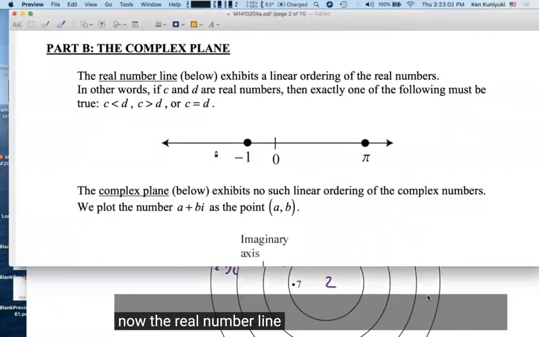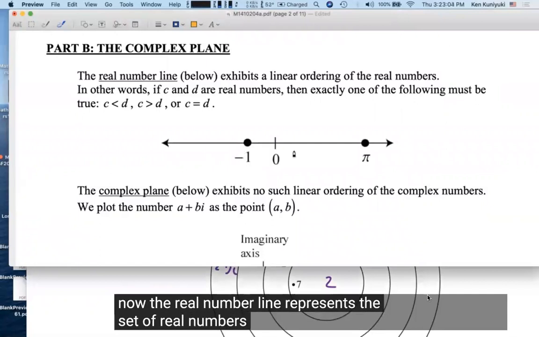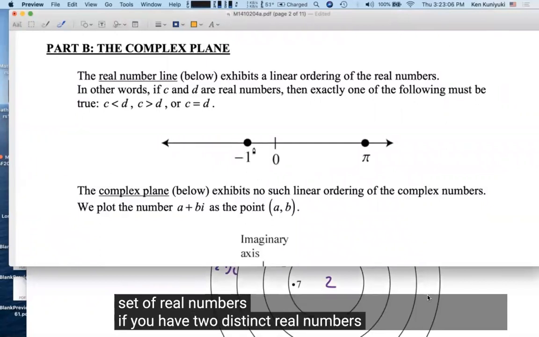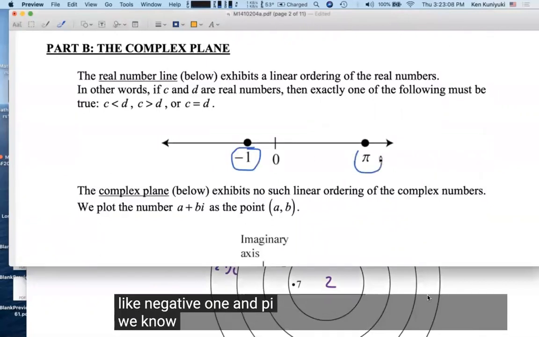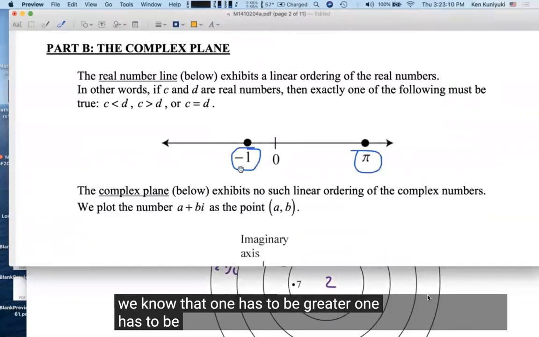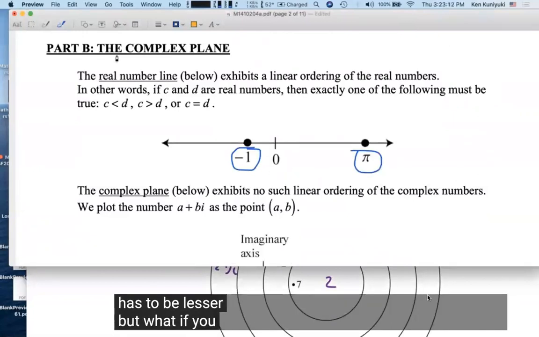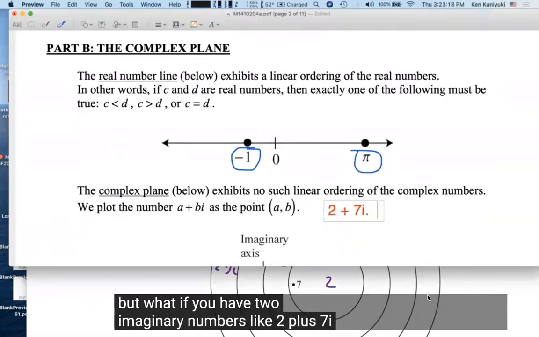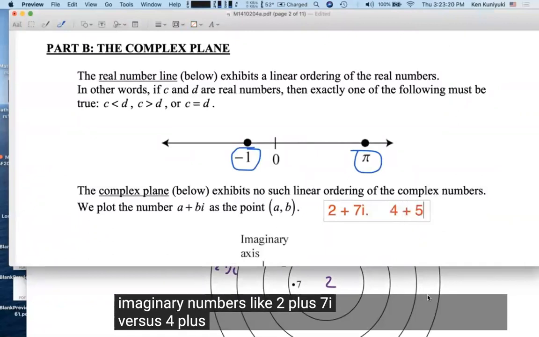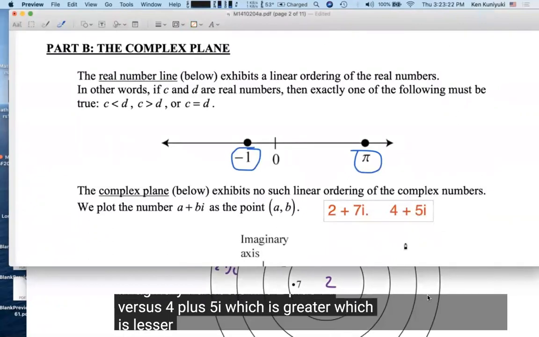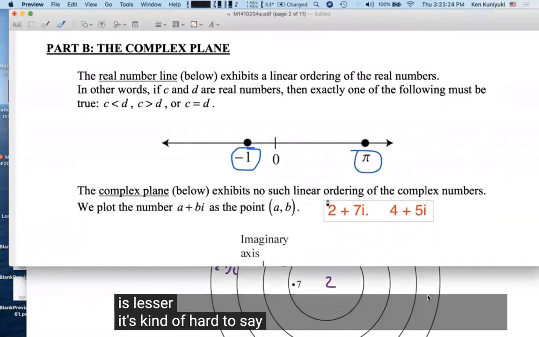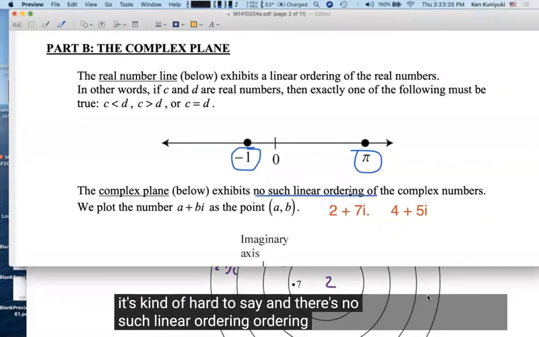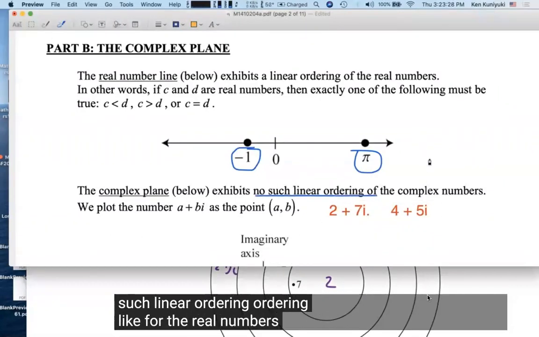Now, the real number line represents the set of real numbers. If you have 2 distinct real numbers, like -1 and pi, we know that one has to be greater, one has to be lesser. But what if you have 2 imaginary numbers, like 2 plus 7i versus 4 plus 5i, which is greater, which is lesser? It's kind of hard to say. There's no such linear ordering like for the real numbers.